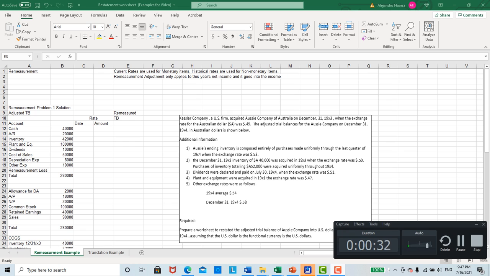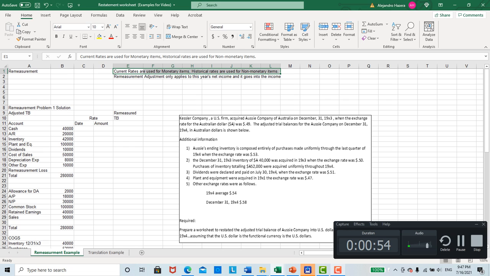Current rates are used for monetary items, historical rates are used for non-monetary items. So you use two different rates. You may be thinking, what's so hard about that? The problem is that historical rates, by definition, are the rates that existed when you purchased something, when you took some debt out, whatever, when the transaction took place.